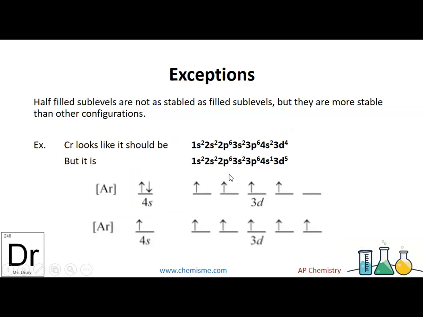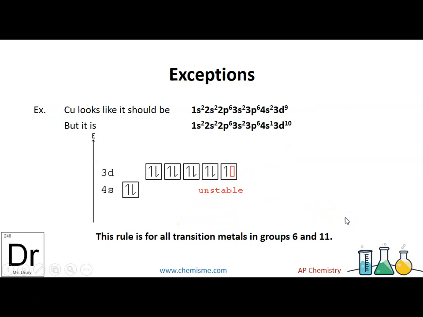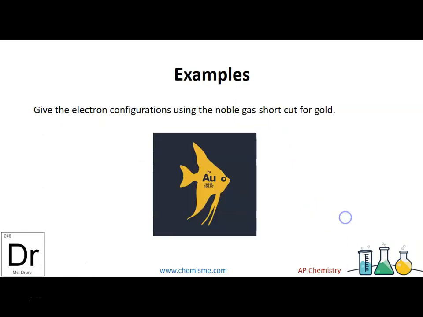So if I just go back for a moment, when I go into the next element, instead of chromium, the next element's manganese, manganese will fill the 4s again, and then start filling after that. Iron will have it in a d, and so on. So it's just those two groups, 6 and 11, that we have to watch out for.